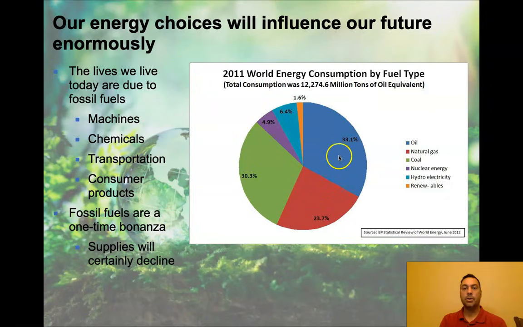Here's a current, or I shouldn't say a current, but it's a 2011 world energy consumption chart. And here we can see oil is the largest one. Natural gas, which is another byproduct, largely from the production of oil, is about a quarter. 30% is coal. This is another fossil fuel. 4.9% is nuclear energy. Now, that's wonderful.